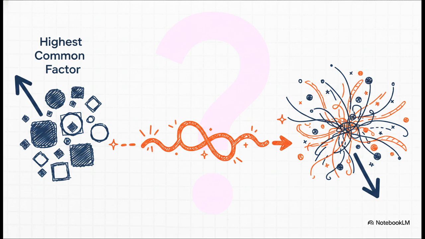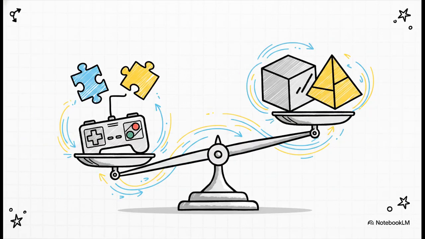But hold on a second. If we have the highest common factor on one hand and the least common multiple on the other, what's the secret link between these numbers? Because there is a hidden relationship here, and it's incredibly powerful. Here it is. I absolutely love this. It's basically a mathematical cheat code.